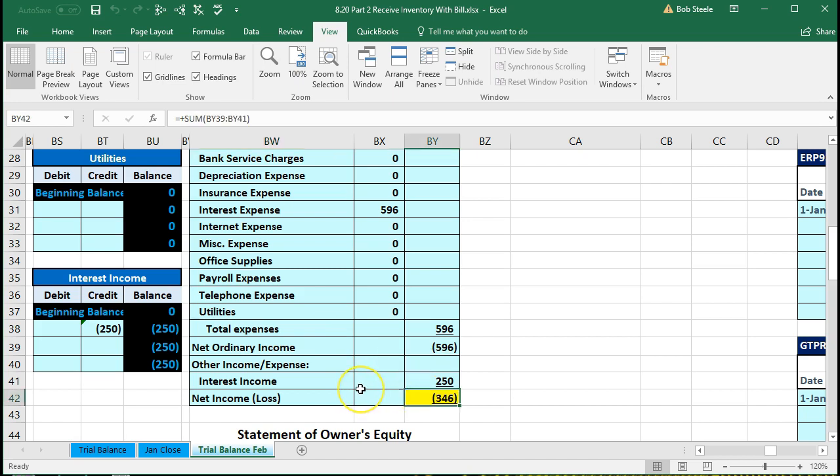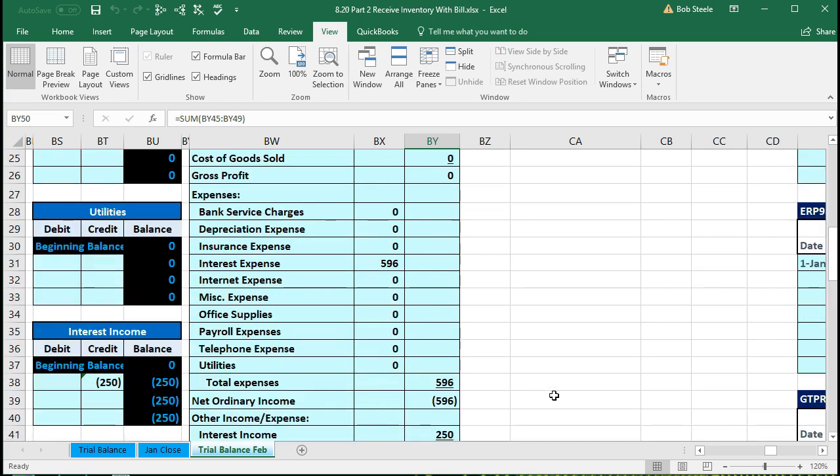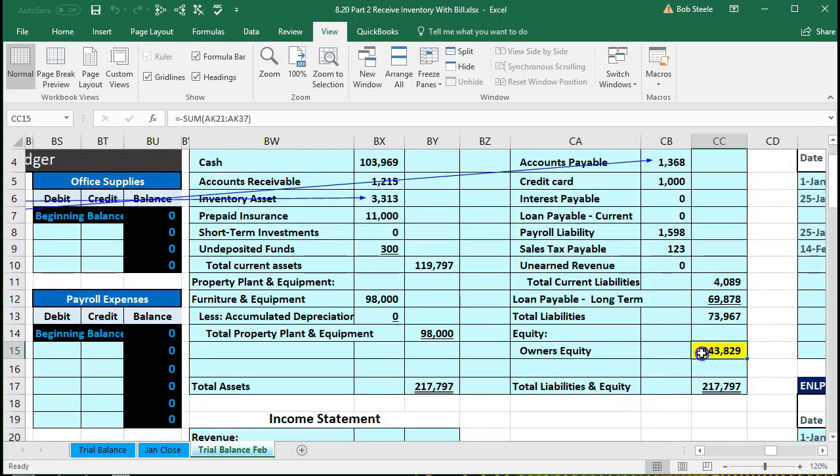Still have the loss of 346. That 346 is found on the statement of equity as well, part of the calculation for the ending equity of 143,829. That amount is also found on the balance sheet.